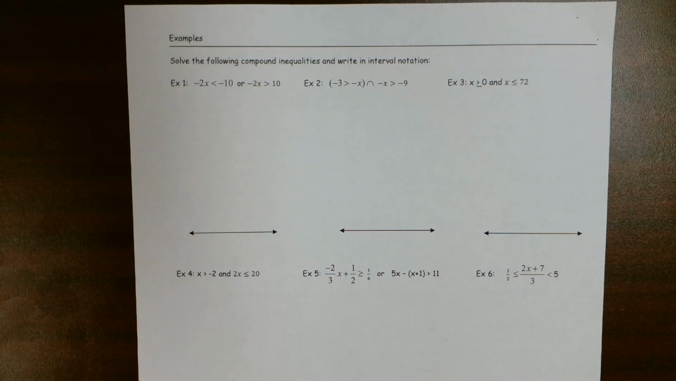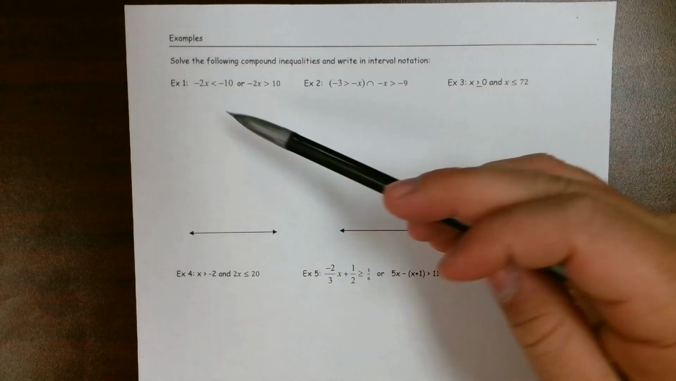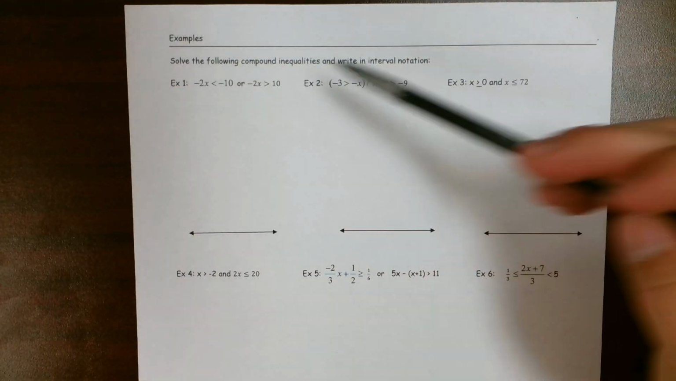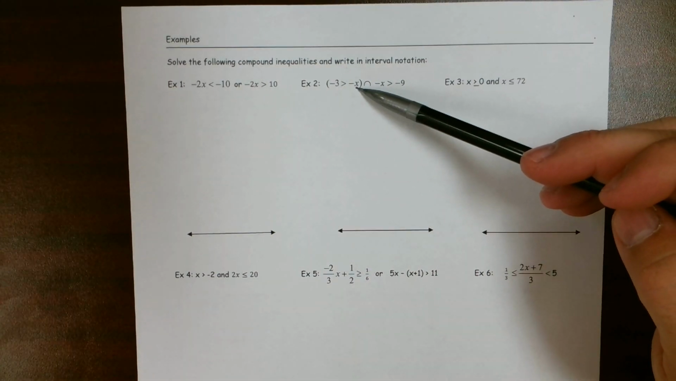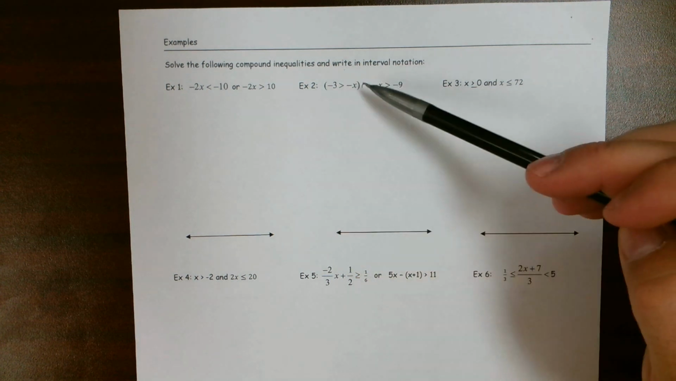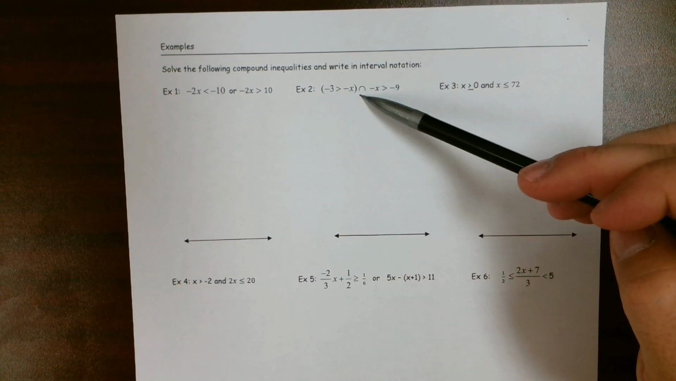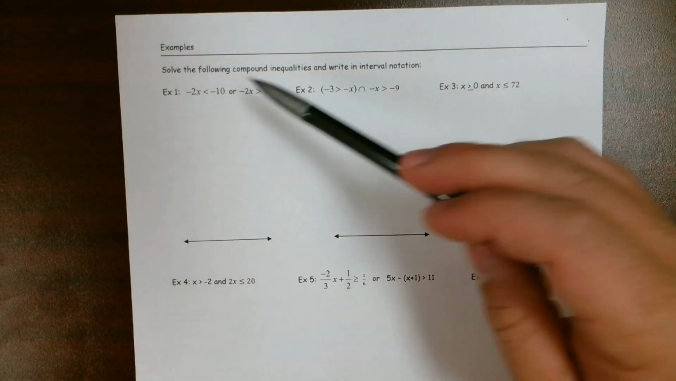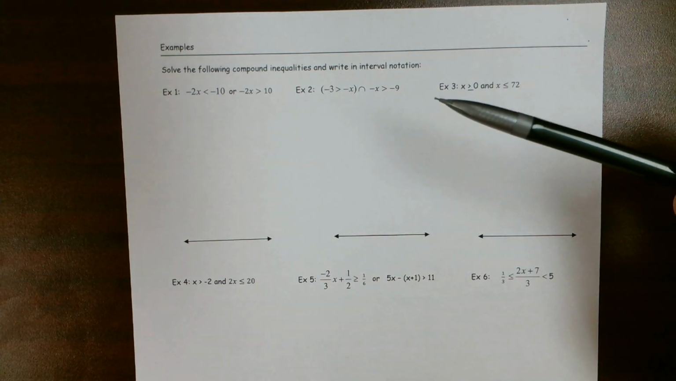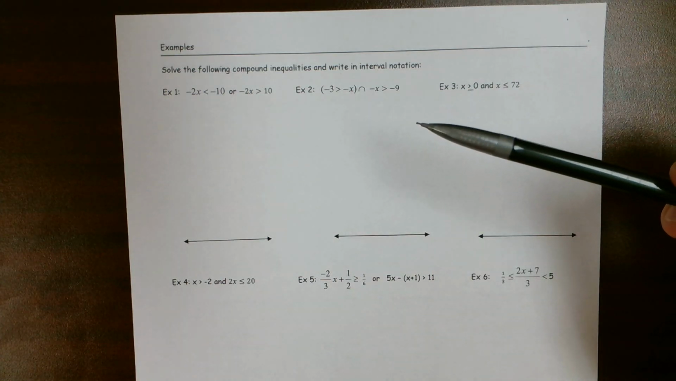Okay, looking at the back, we're actually going to have you guys do all 6 of these examples on your own, but I do want to walk you through a couple pointers. Notice in the first couple here, they're making you play with negatives. A lot of negatives floating around. You can see the or, you can see the and, so you know if it's going to be a union or an intersection. But when you're playing with negatives, remember that if you divide or multiply each side by a negative, you got to flip your inequality.